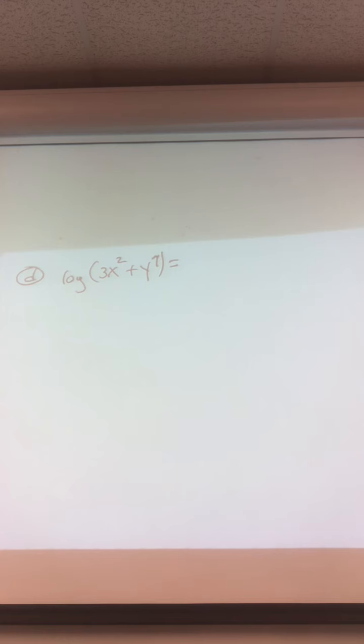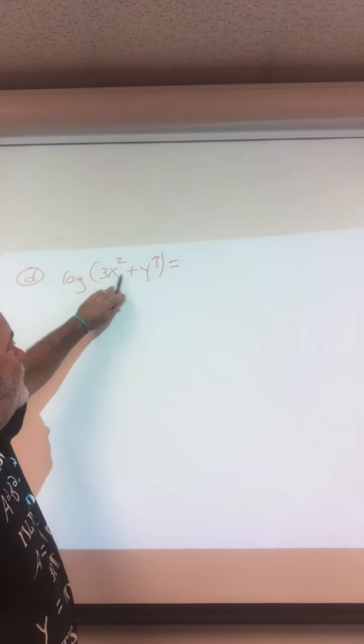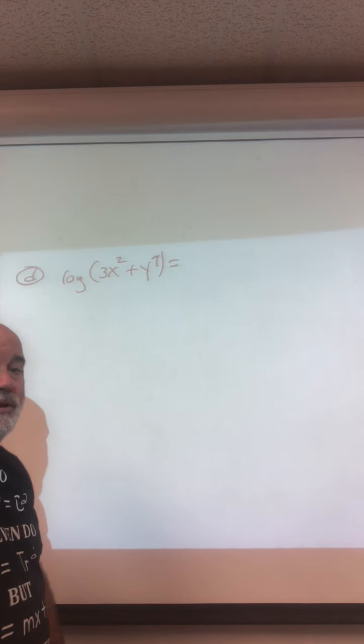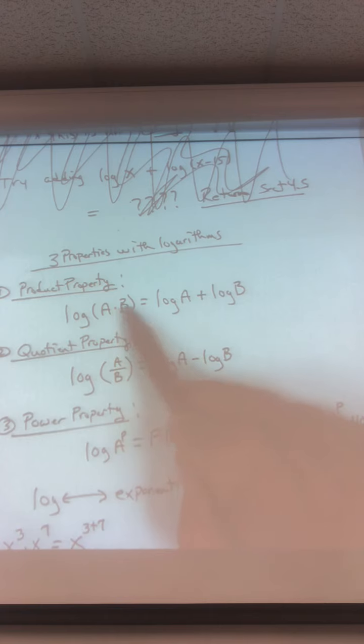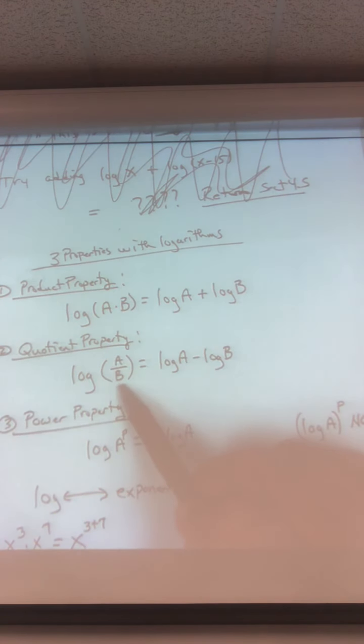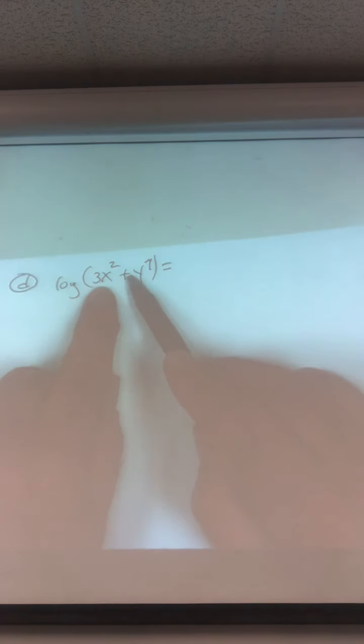The log of 3x to the 7th, 3x to the 2nd, plus y to the 7th. Now, let me show you what trap you'll fall into here on this one. You'll say the log of this one plus the log of that one. Now, remember, you have to use your properties of logarithms to work this. So, let me put the properties of logs back up. The log of A times B, the log of A divided by B, and the log of something to a power. Do I have a property that says the log of you're adding two things?